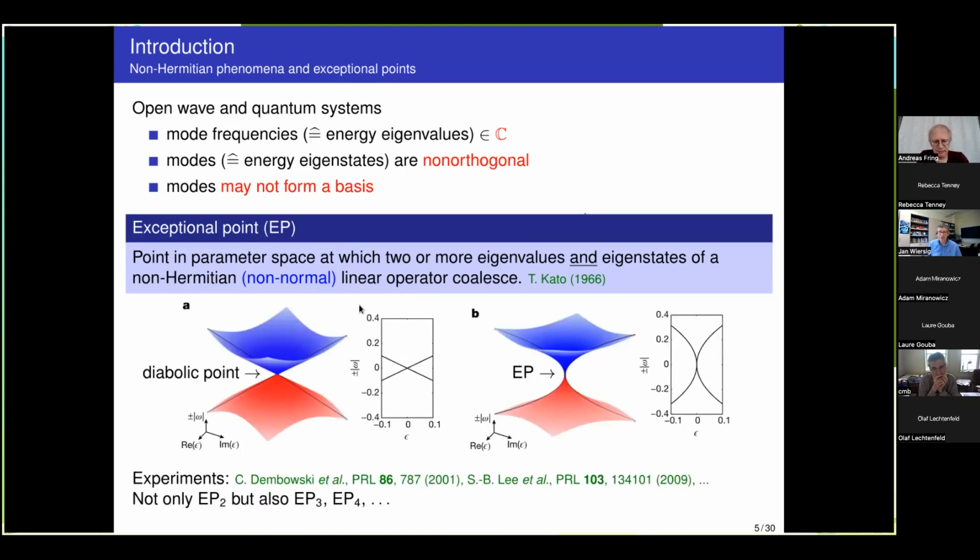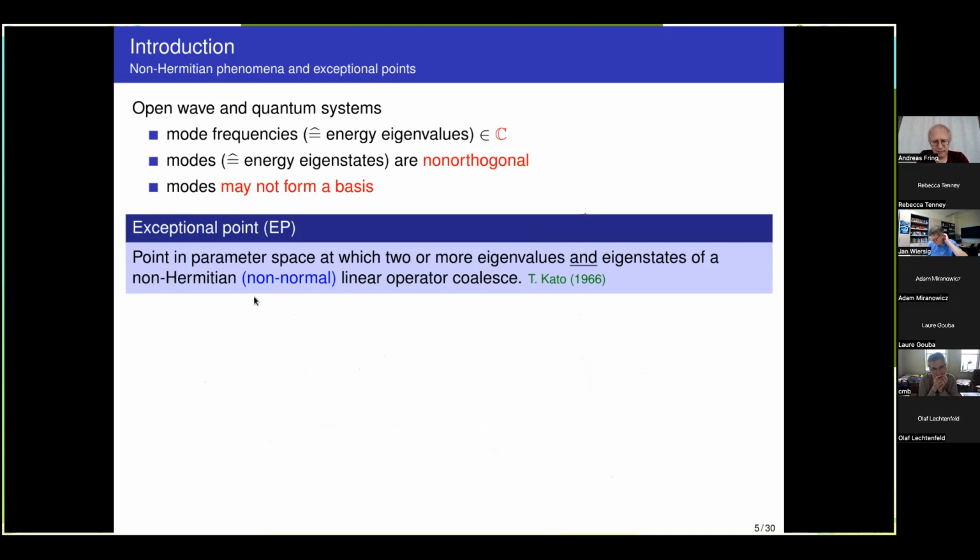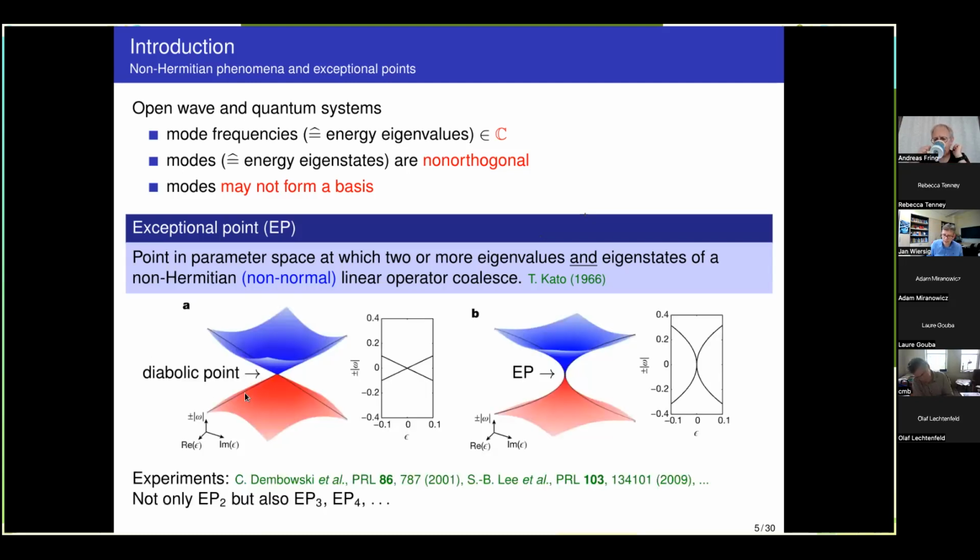Now, let me mention this exceptional point is very different from a conventional degeneracy where only the eigenvalues coalesce. There, the eigenstates can always be chosen to be orthogonal. And one other difference between this conventional degeneracy, which is also called a diabolic point, and an exceptional point, is that when we perturb the system or when we vary two or more parameters, then we see a root behavior at the exceptional point.